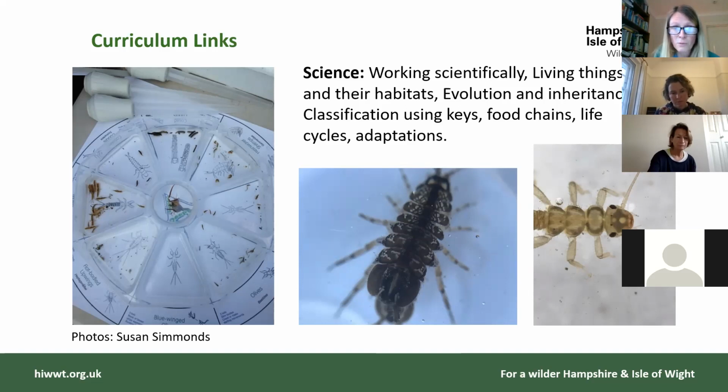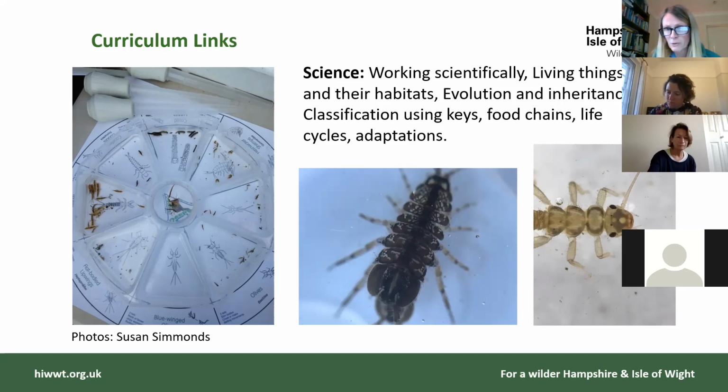You could, for example, simply get the children to sort these creatures by the number of legs that they have, whether they have legs, how many legs they have, whether they have a case or whether they have a shell, and all of these sorts of things. You can get the children sorting out the creatures, classifying them, and looking closely at their body parts.